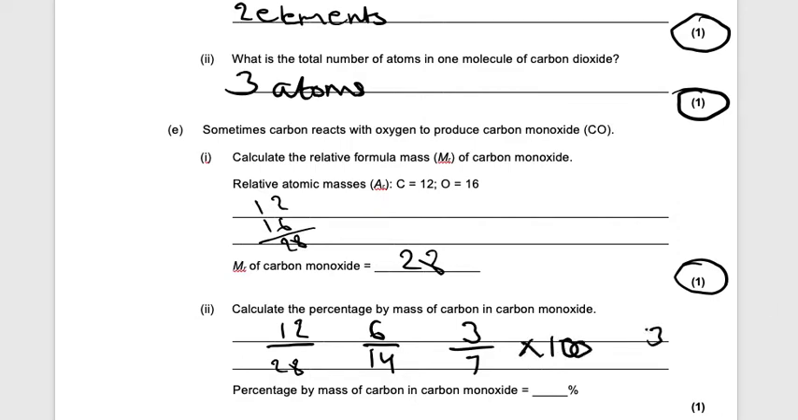So 3 divided by 7 is 0.428, and then we would have a remainder of 4 over here, and that would get us 0.4285. Now we would just multiply that by 100, which would get us 42.85%. So 42.85%, or we could have said 43%, and that would get you 1 mark.